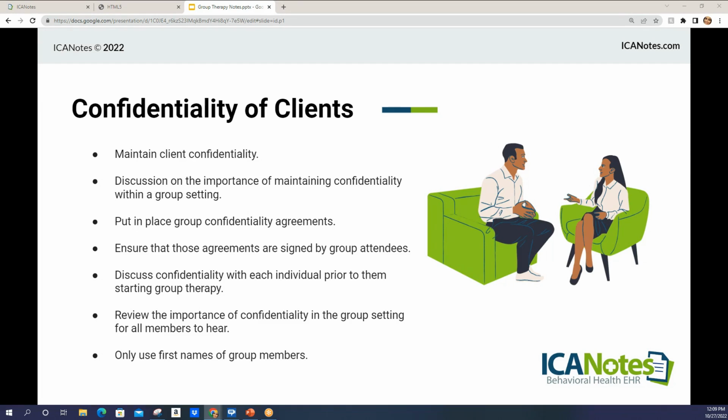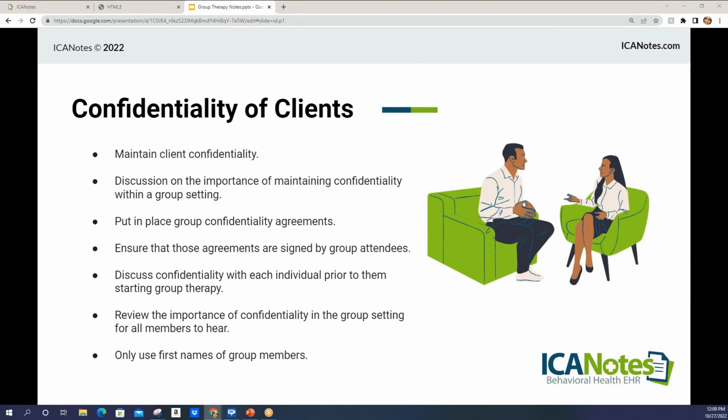Now it's really important too that you only use first names of the group members, and you need to be really clear on when confidentiality ends. If a release is signed that ends confidentiality, or if records are requested, a lot of times people don't understand that. You understand that as a clinician, but a lot of times your clients or patients don't understand. So there's an ending of confidentiality if records are requested and they sign for that.